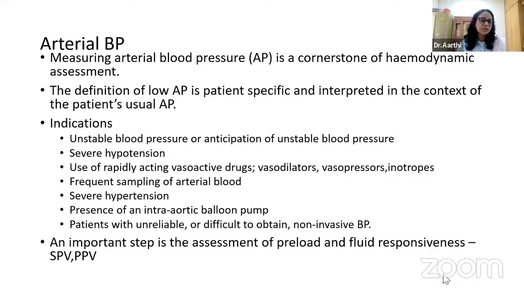So the indications for arterial monitoring are patients who are having unstable blood pressures or who are anticipated to have unstable blood pressures, patients in severe hypotension who need rapidly acting vasoactive drugs like vasodilators, vasopressors, and inotropes, and also for frequent sampling purposes, patients with severe hypertension and other supportive devices like intra-aortic balloon pump, and patients with unreliable and difficult to obtain non-invasive blood pressure. So these are all the current indications for invasive arterial blood pressure monitoring.